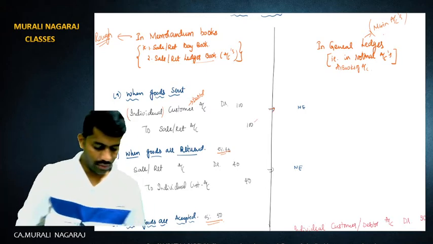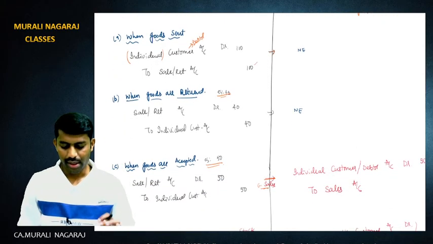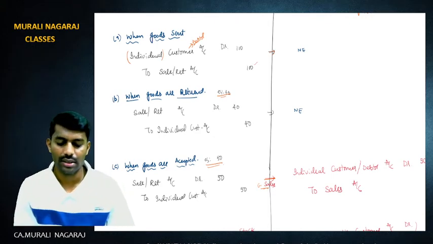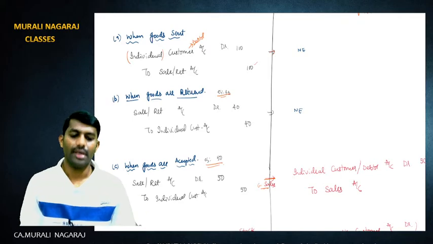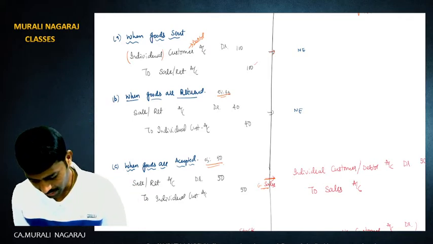Yeah. So now come to first part, first entry. Entry A: when goods are sent. So here it is like a normal credit sale entry.